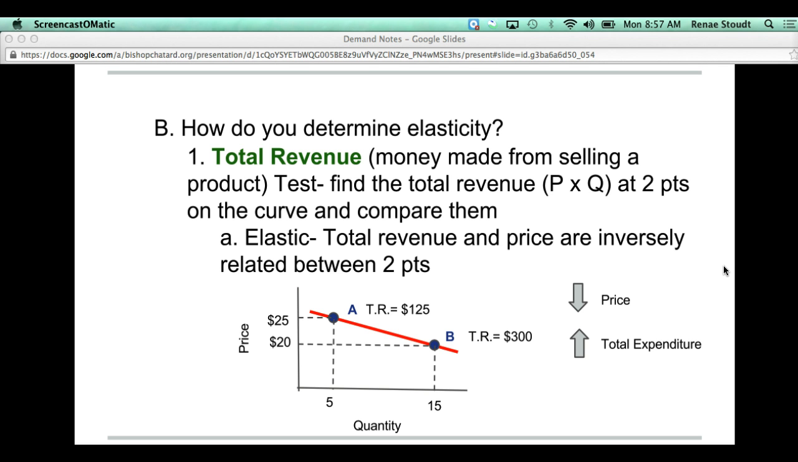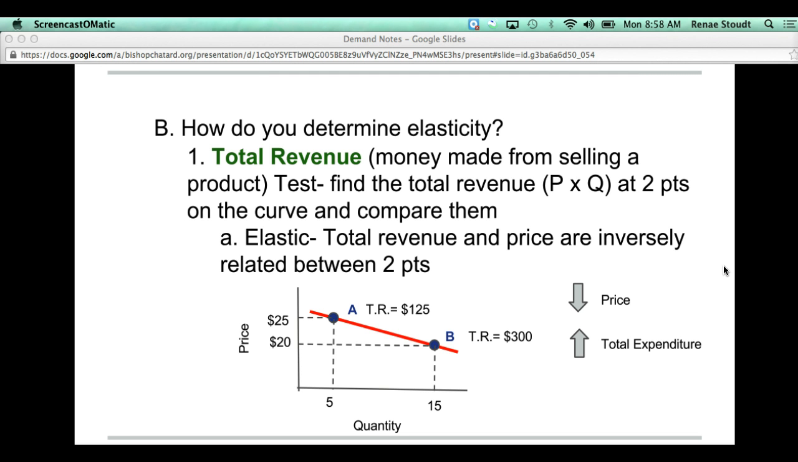And so last week we talked about you have to find the total revenue by multiplying price times quantity at 2 points. So this is the last screen you saw last week. And we found that point A, we were multiplying 25 times 5 to get 125, and point B, we're multiplying 20 times 15 to get up to 300. And from A to B, our price went down, our total expenditure went up, so therefore this was an elastic demand curve, okay?